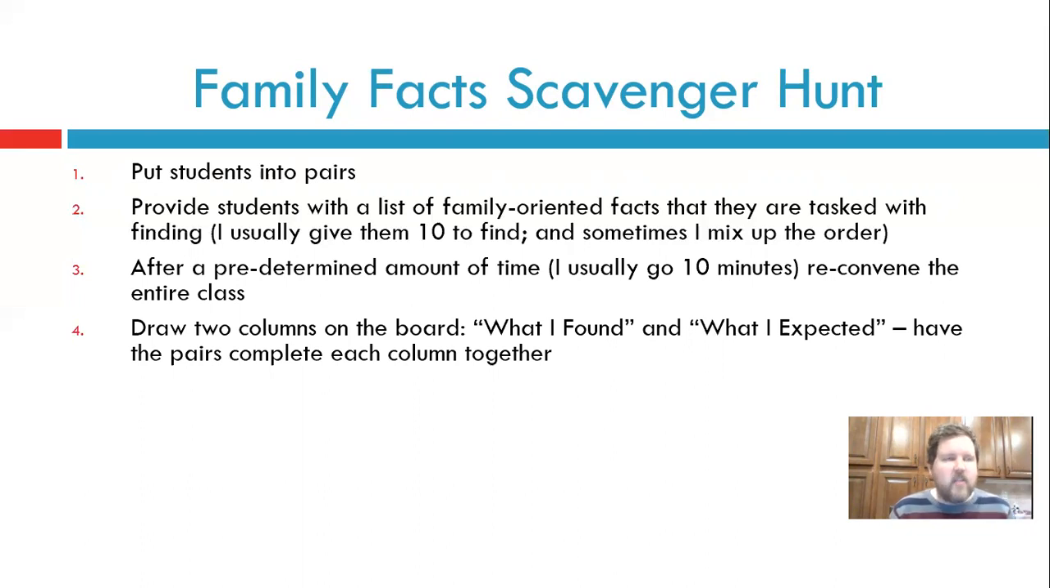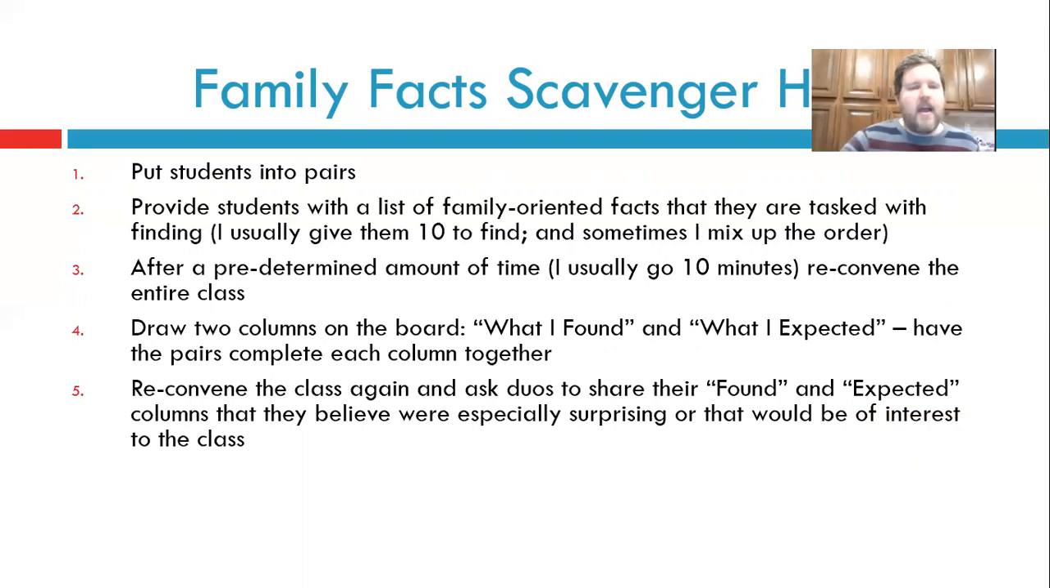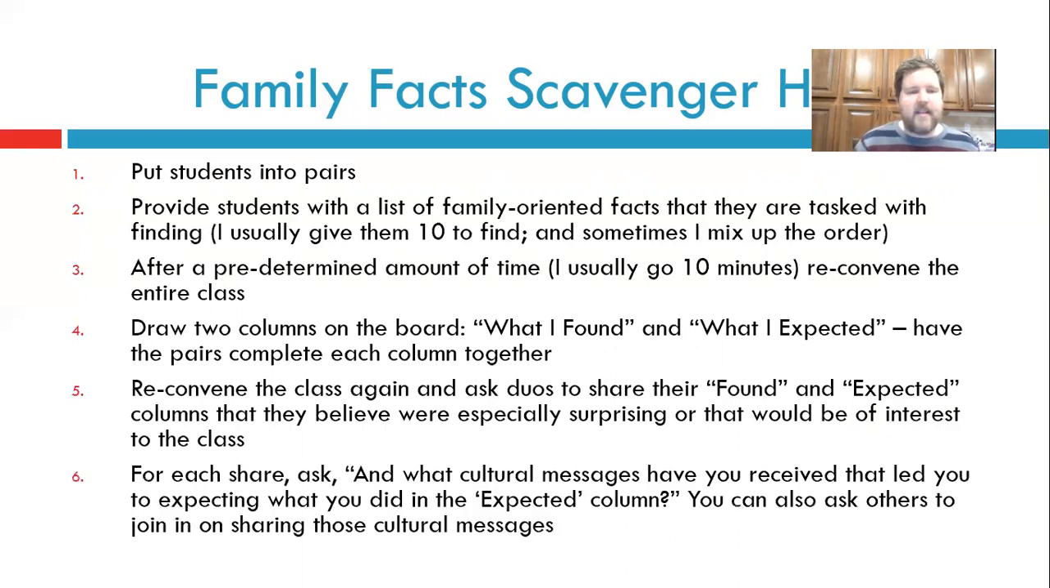And in the what I found column, they're supposed to put what they actually found as part of the scavenger hunt. But then in the what I expected column, they put what they thought they were going to find or what they had believed beforehand, which sometimes is I never even really thought about it. And then after the pairs have had some time to work together to create that chart, I reconvene the class again and ask the duos to share their found and expected columns, especially if they thought it was surprising or if it would be of interest to the class.